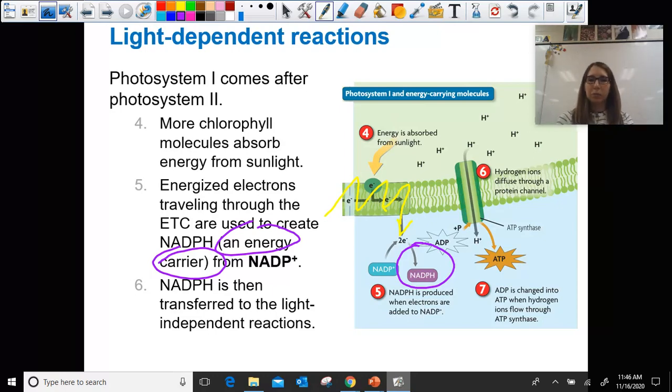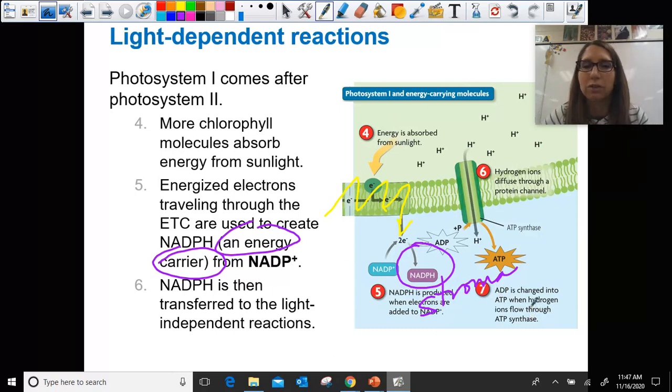So NADPH will go on to the next stage, and notice where we're at. We're already out in the stroma, where we said we're going to do the next stage anyway. The thylakoid's up here, and the inner chloroplast and thylakoid is in this space. But this is my stroma. This is the fluid that surrounds my thylakoid. All right, so that's what I've got here. That NADPH will go on to the next stage.